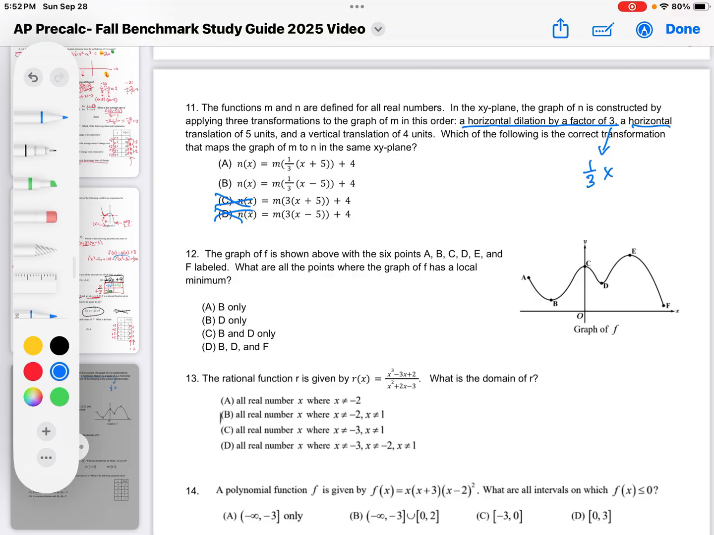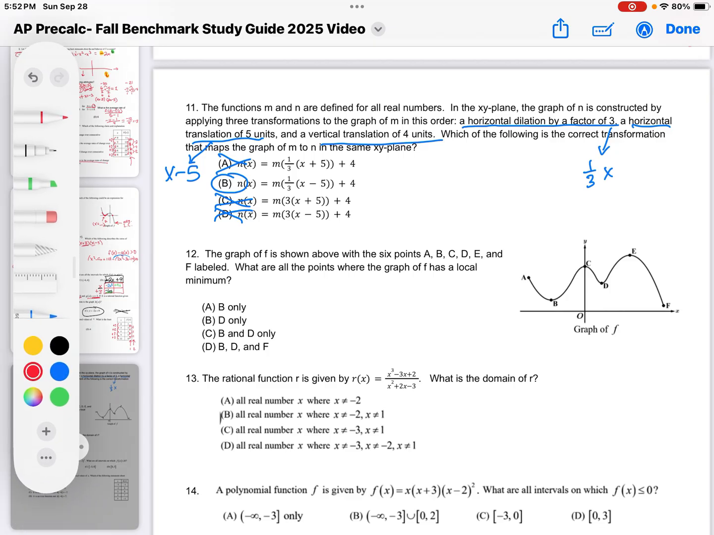All right, we have a horizontal translation of 5 units. So that means I need an x minus 5 because, again, horizontal things do the opposite. So now of my remaining choices, A is out, and so it has to be B. All right, and if we did continue to look, vertical translation of 4 units, well, they all had a +4 at the end. This is really just seeing if you knew how to work with your horizontal things. Okay, next question.